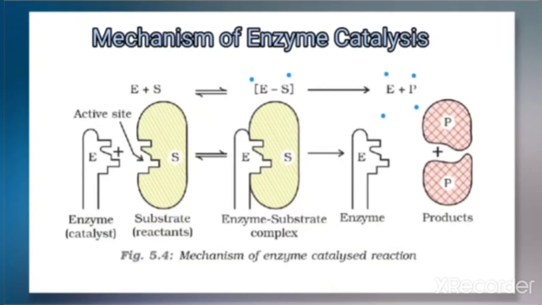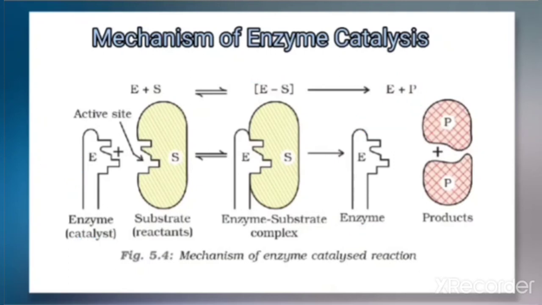At last, the enzyme, which acted as a catalyst, remains as it is after the reaction. There is no change in the enzyme. So we can say that enzymes are catalysts which play a very important role in the reaction, but at the end they remain as they are. Chemically, there are no changes in the enzyme, and the product is formed here.